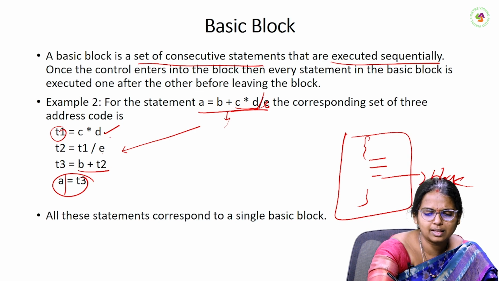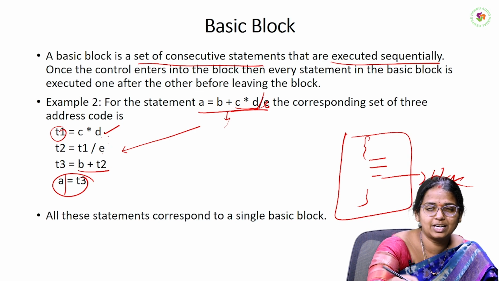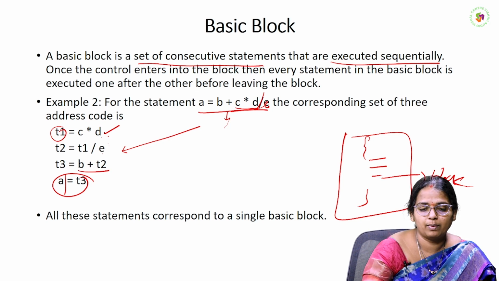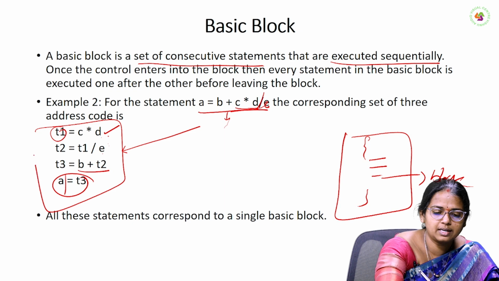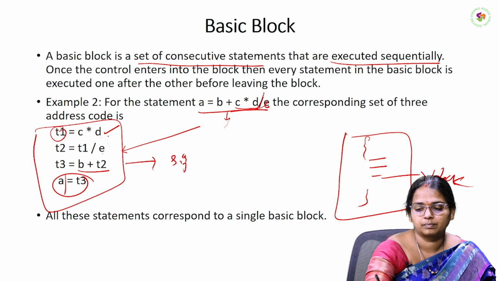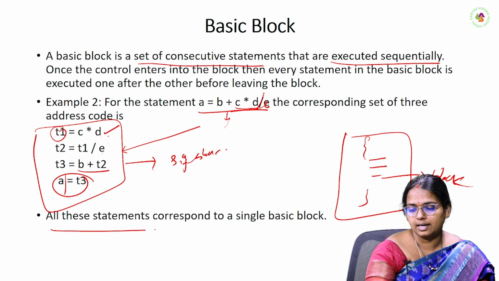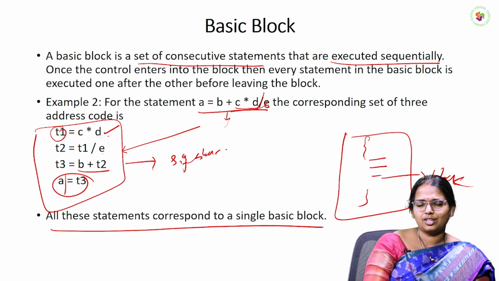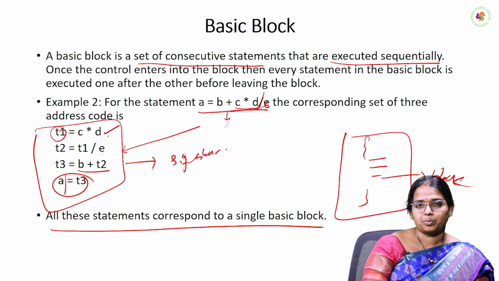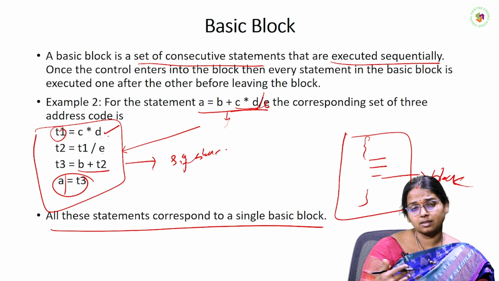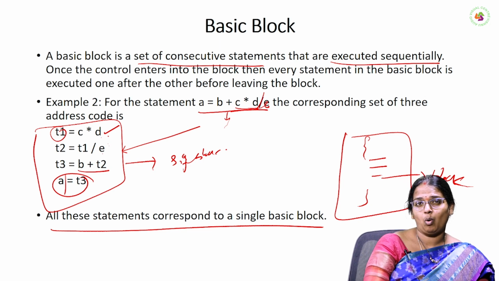So here there is no jump from one statement to another. All statements are executing sequentially, one by one. Then I can say that all four statements come under a single block. All these statements correspond to a single basic block. As it is only three or four statements, a very small expression, we can easily identify the block. If we have some lengthy intermediate code, how do we identify the blocks?